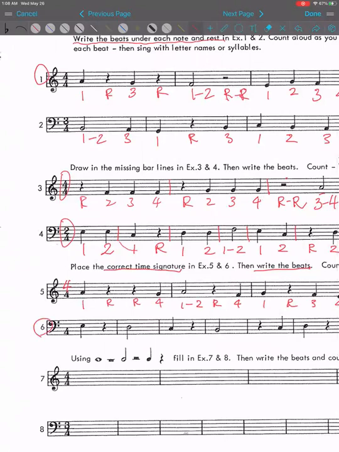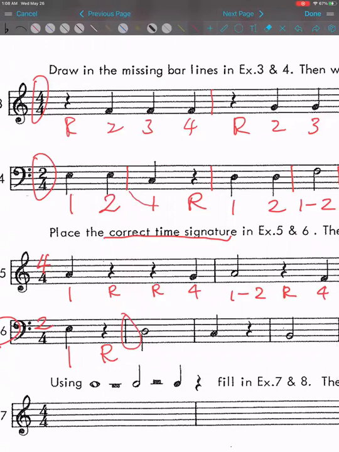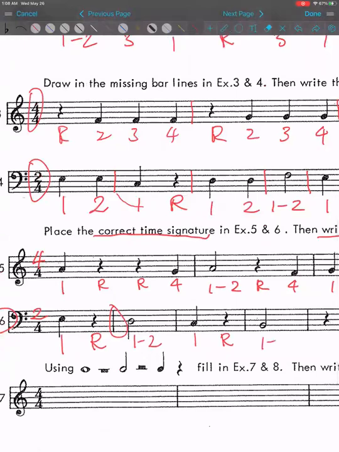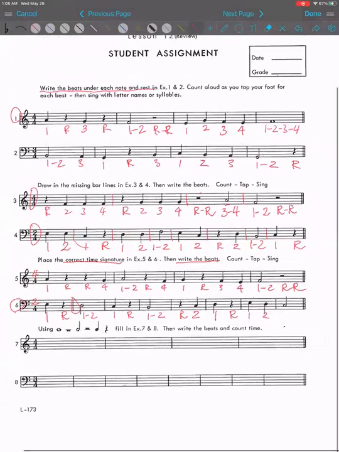Next one. When we count a beat, you notice there's 1 quarter beat and then 1 quarter rest and the bar line. So that means they only have 2 beats. So the answer is 2 as the top number of the time signature. The next measure is 1-2 and then 1 rest, 1-2 rest, 2. 1, first beat, and then rest. 1, 2, and then 1 dash 2.